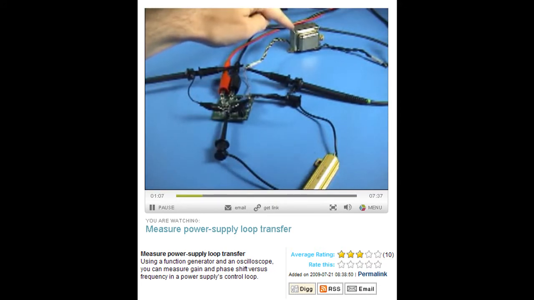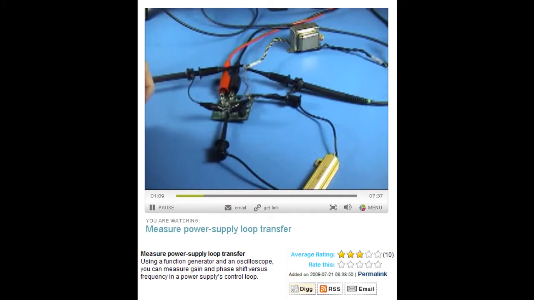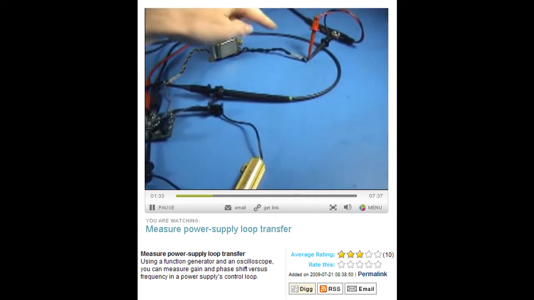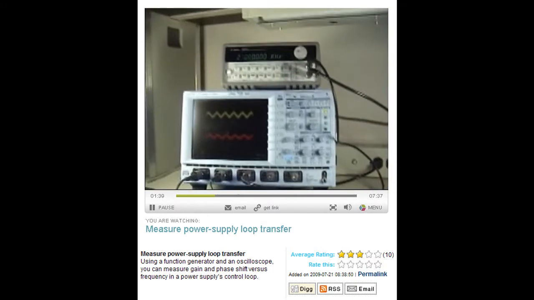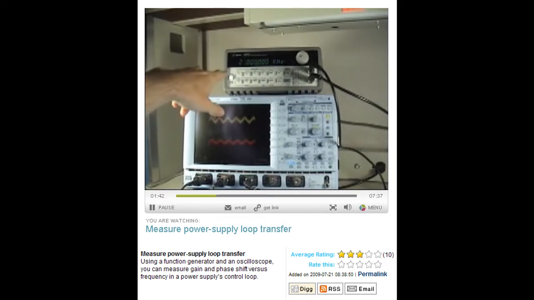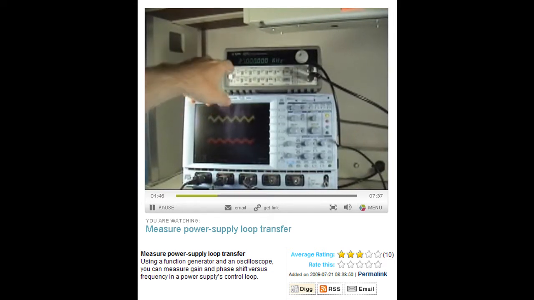Now, the injection transformer is just a standard off-the-shelf transformer. It doesn't really matter which transformer is selected. The purpose of the transformer is just to have only AC coupling, so that there's no DC fed into the loop that we want to measure. Now you can see the input of this injection transformer is going to a signal generator up here, and this signal generator right now is injecting a sine wave signal of about 27 kilohertz.